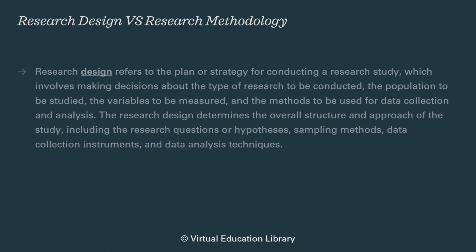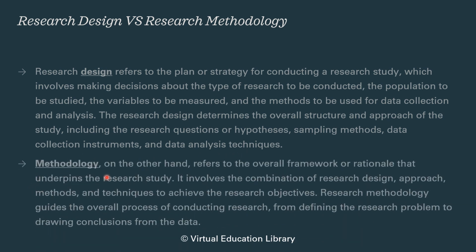Research design refers to the plan or strategy for conducting a research study, which involves making decisions about the type of research to be conducted, the population to be studied, the variables to be measured, and the methods to collect data and analysis. The research design determines the overall structure and approach. Now, what does research design include? The research question or hypothesis, sampling methods, data collection instruments, and data analysis techniques. Methodology, on the other hand, refers to the overall framework or rationale that underpins the research study. It involves the combination of research design. The methodology includes the research design, approach, methods, and technique to achieve the research objectives.